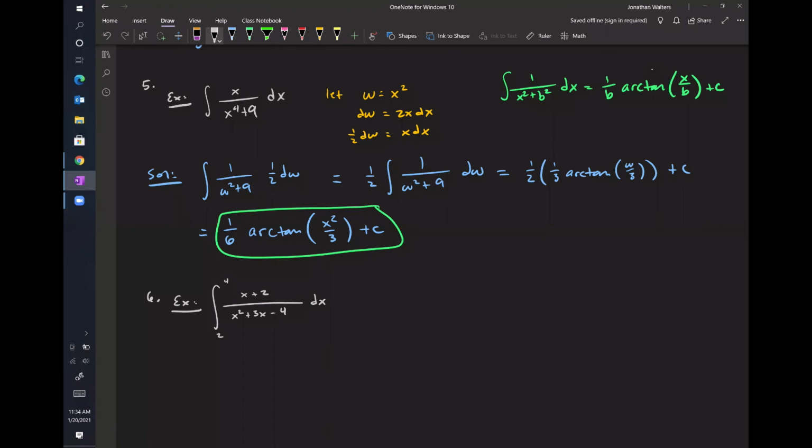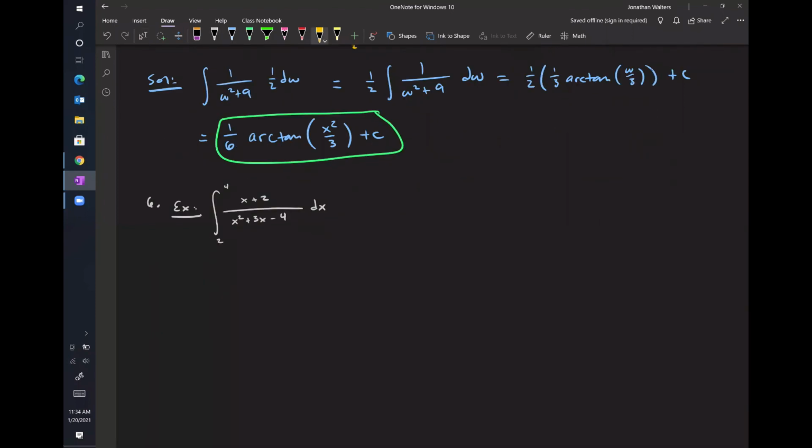But since it's a rational function, I immediately think maybe I should use partial fraction decomposition. So that's what I'm going to go straight for. So factor that denominator, hopefully into nice linear factors. So you get x plus 4 times x minus 1. That will give me plus 3 in the middle and negative 4 at the end.